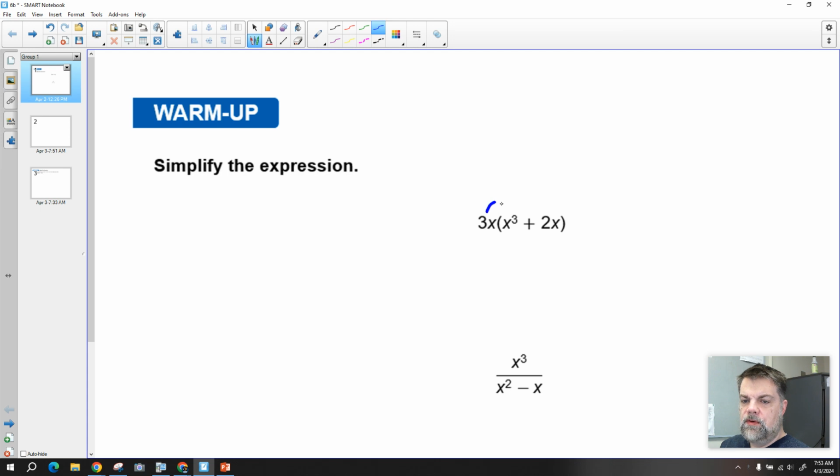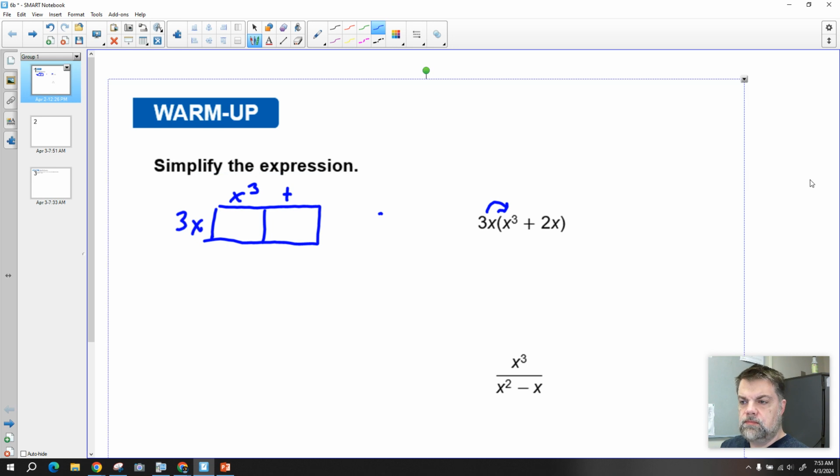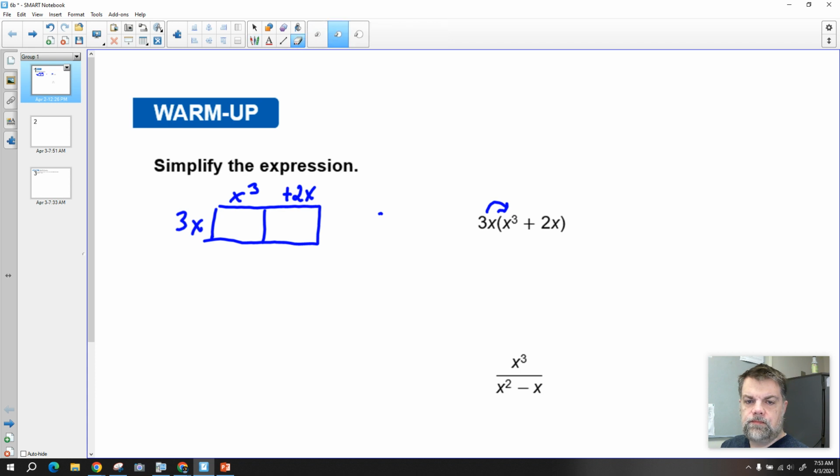So remember that you've got to distribute that through the parentheses. Now one way to do this is to say 3x times, you could do a grid with this if you needed to, x cubed plus, oops, we want 2x, right? Okay. And so, but that's the same as distributing it through. In other words, I'm going to multiply this by this, and then multiply 3x by 2x.